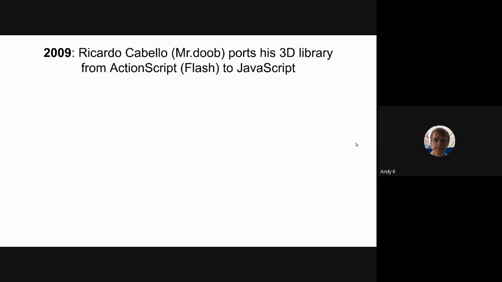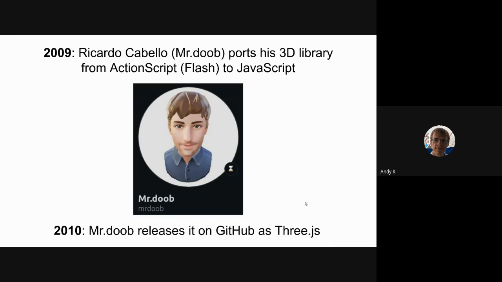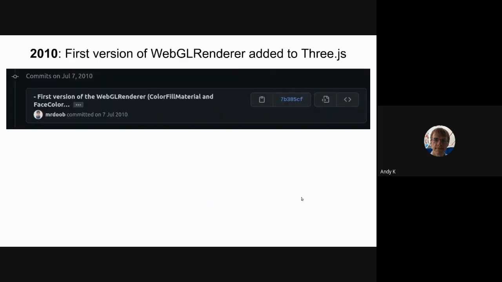Also in 2009, Ricardo Cabello, i.e. Mr.doob, ports his 3D library from ActionScript for Flash into JavaScript. And here he is. In 2010, he releases it on GitHub as Three.js. So it's all beginning to come together. Also that year, he adds in a WebGL renderer.